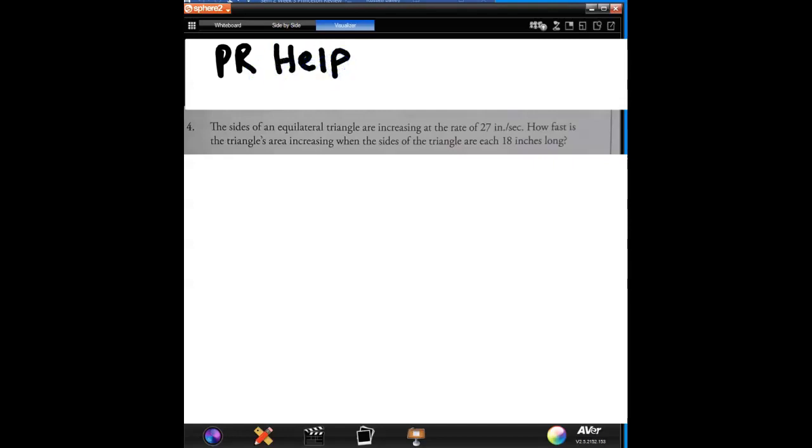This first one is meant to help you guys out with page 221. Page 221, numbers 3 and 4. Now I'm going to let you guys do number 3. It's easier because we've done one like that in our notes.